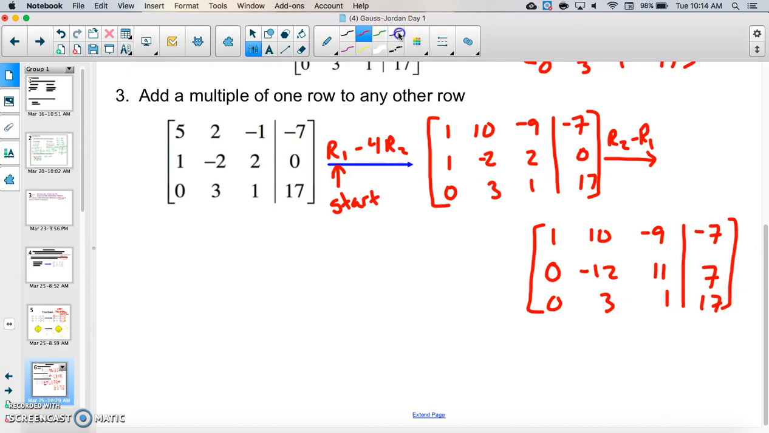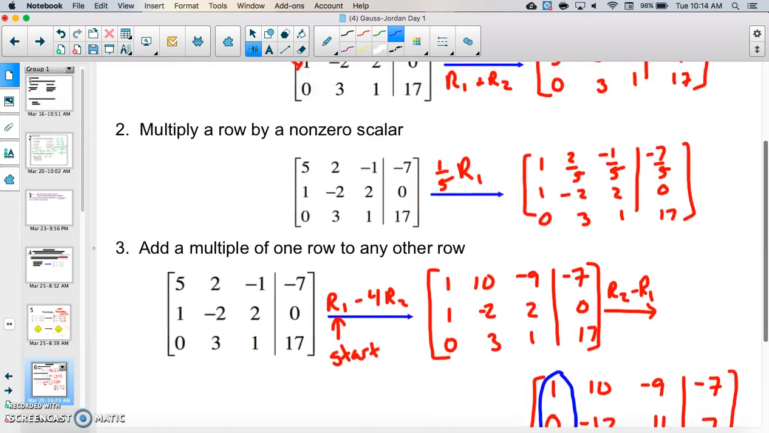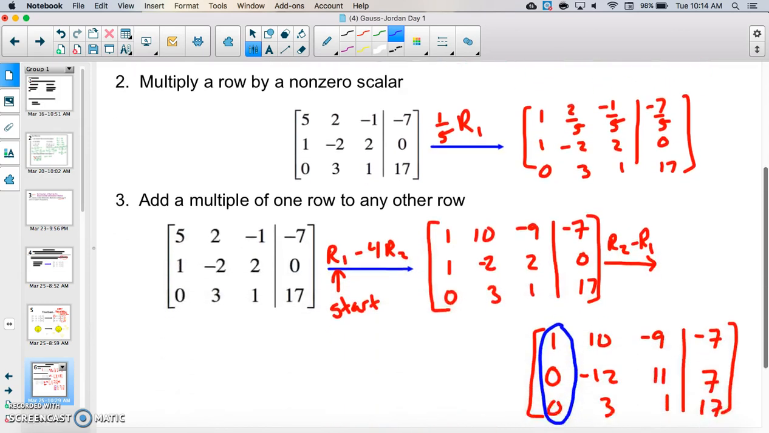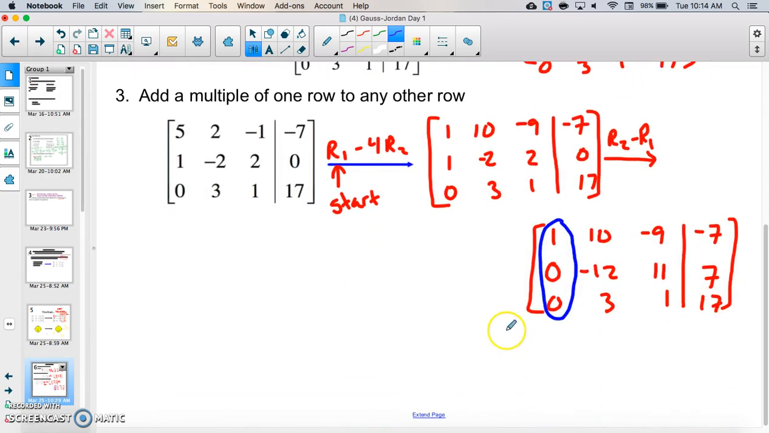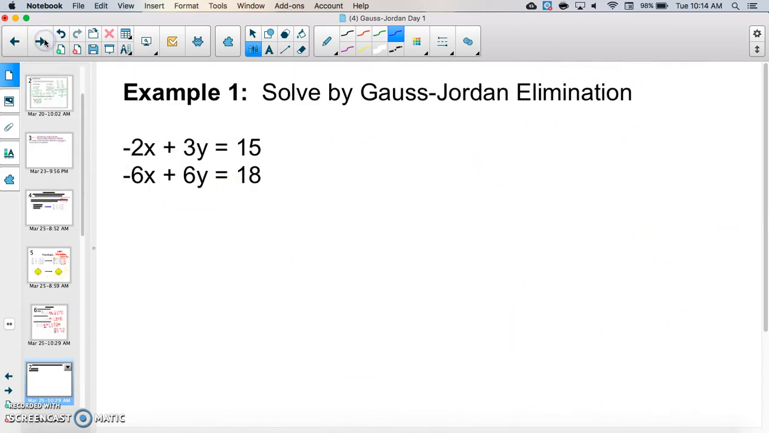So we have now reached one of our goals, which is to get 1, 0, 0 here. And then from there you would move on to continue trying to get the 0, 1, 0, and 0, 0, 1. So these are the different options for manipulations that you can do to try to get to that reduced row echelon form. Let's put this into action with this smaller matrix.